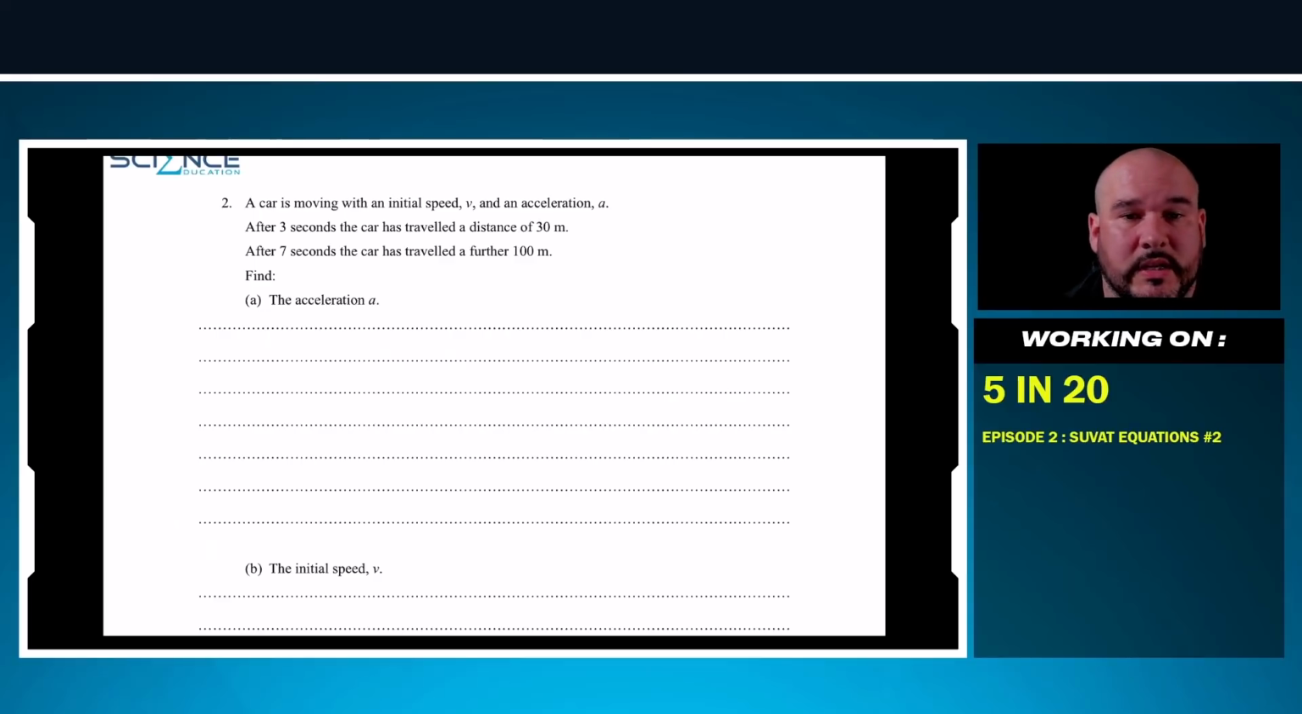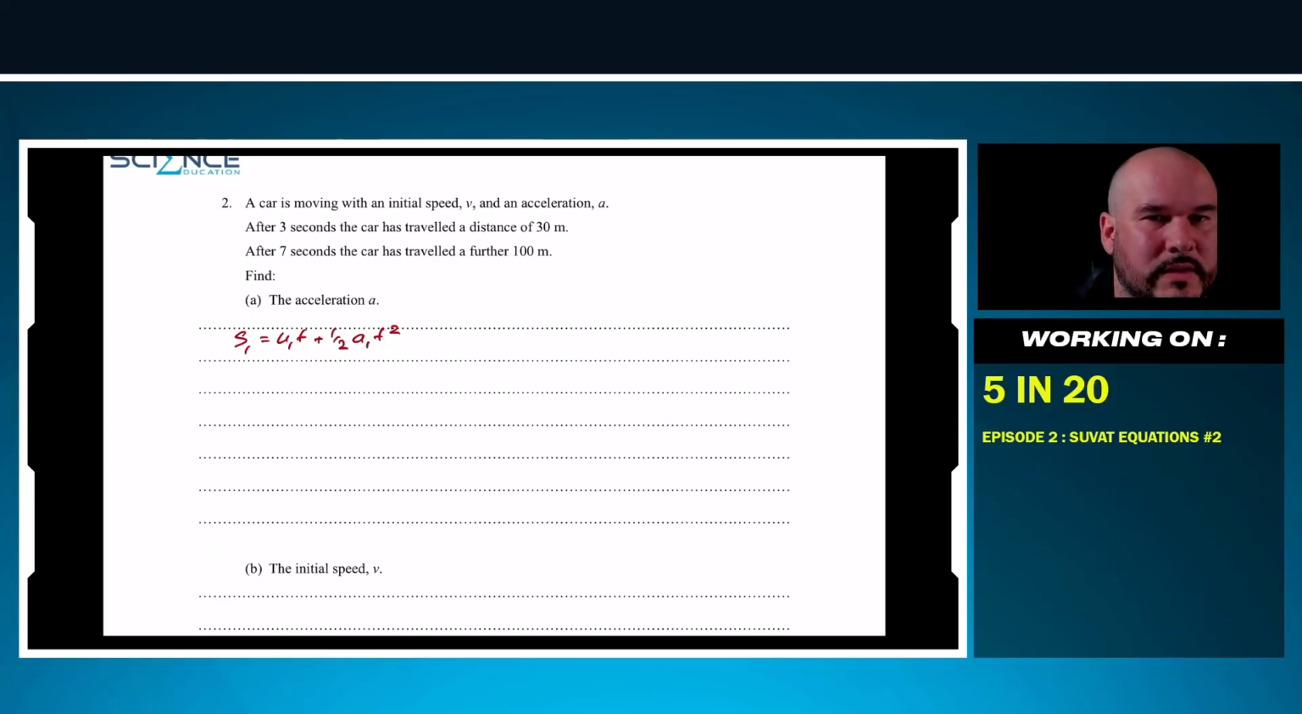All right, so firstly, let's figure out what we've got. We've got our value of t. We know that when s is 30, t is equal to 3. We don't know our initial speed, however, and we don't know our acceleration. So those are the things that we need to find out. So let's set up the equation that we're going to use. We're going to use s equals ut plus half at squared.